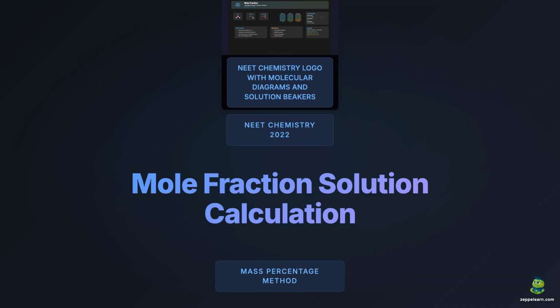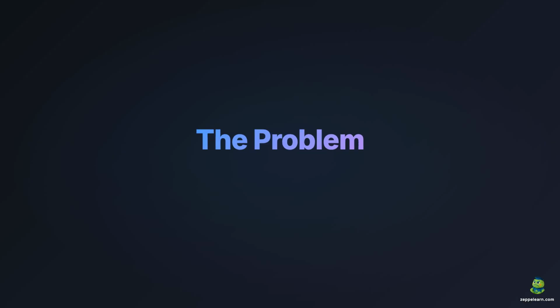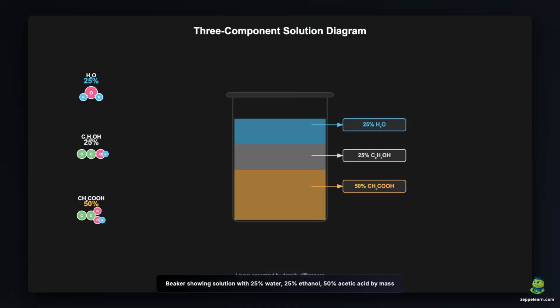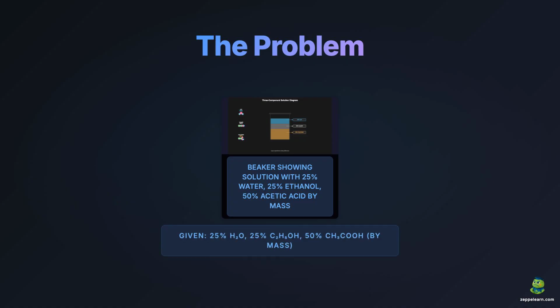We'll use the mass percentage method to determine which of the given mole fraction options are correct. Let's examine the complete problem statement with all the given information and answer choices. This diagram shows our three-component solution with the mass percentages clearly labeled for each component. We have a solution containing 25% water by mass, 25% ethanol by mass, and 50% acetic acid by mass.